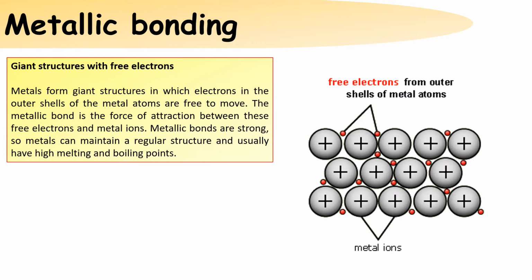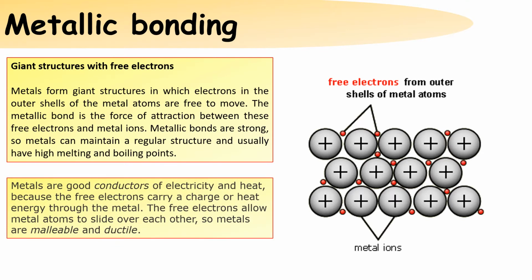The diagram shows how the negative electrons have disassociated from the outer shell of the metal atoms, causing the metal ions to be positively charged. This sea of delocalized electrons is able to move through the metal, so it can conduct electricity and heat. Metals are good conductors of electricity and heat, as previously stated, because of the free moving electrons. The free electrons allow metal ions to slide over each other, so metals are malleable or ductile.